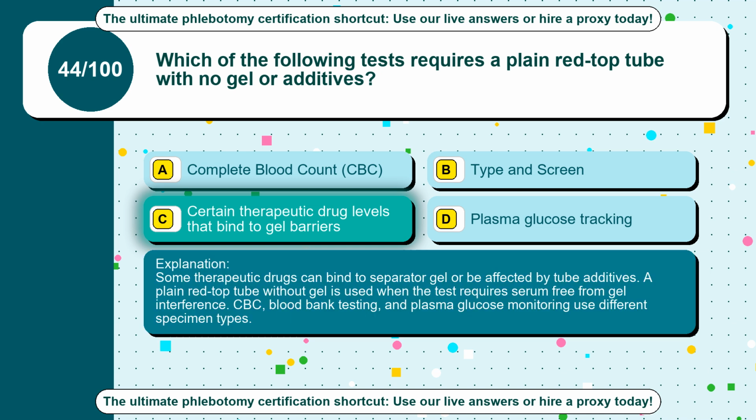Some therapeutic drugs can bind to separated gel or be affected by tube additives. A plain red top tube without gel is used when the test requires serum free from gel interference. CBC, blood bank testing, and plasma glucose monitoring use different specimen types.